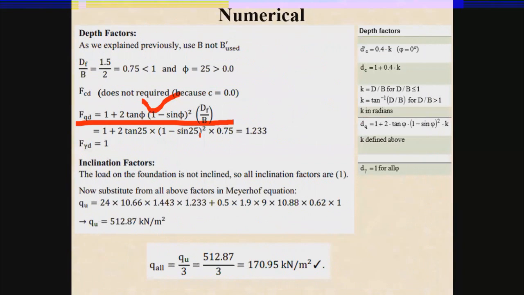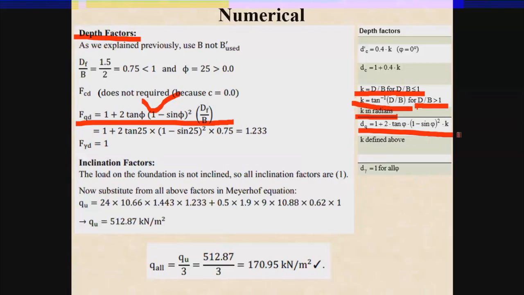Now while calculating the depth factors, I have this ratio Df by B, where the depth of the foundation is equal to 1.5 and the width of the foundation is 2. So this will give me a value of 0.75, which is less than 1. So if Df over B is less than 1, you will use the value of k equal to Df by B, and for Df by B greater than 1, you will use the value of k as tangent inverse of Df by B, where k will be in radians.